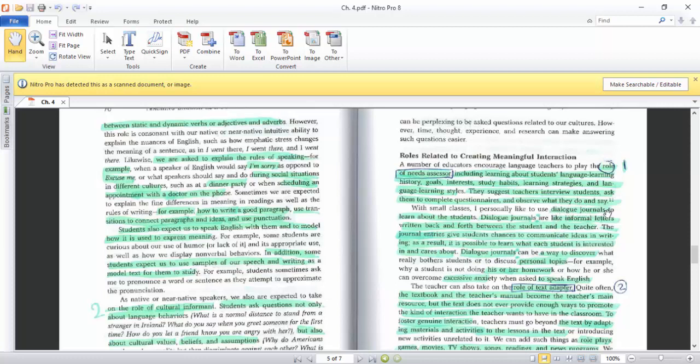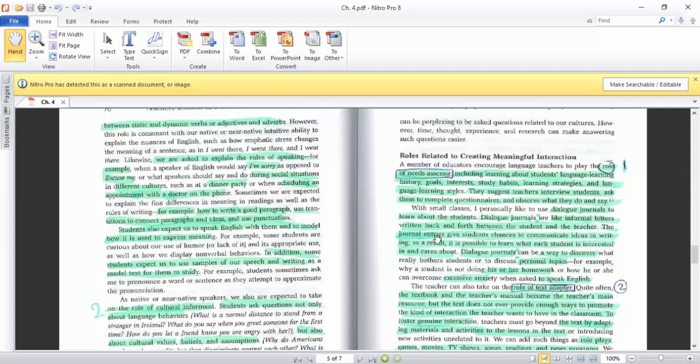Teachers can also use dialogue journals to learn about the student. Dialogue journals are one kind of tool to assess student needs and make a needs analysis. If you remember, I talked in a previous lecture, at the beginning of the class, about the needs. We should know what the students need. Dialogue journals are like informal letters written back and forth between the student and the teacher.